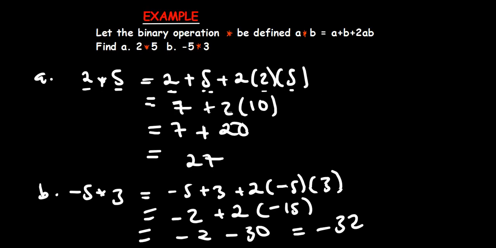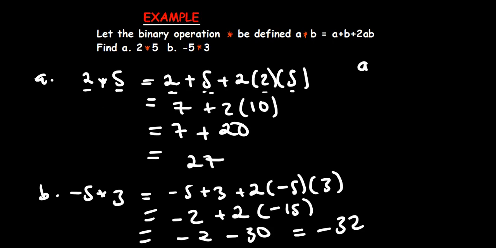Okay, now let us move on. In general, we can see from what we've done that A star B is not equal to B star A. For these ordered pairs A, B, it's not always going to be that A star B is equal to B star A.